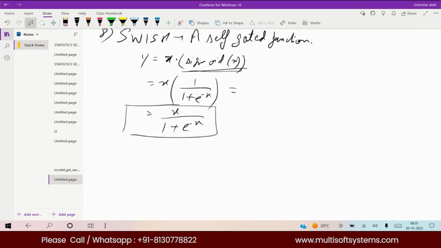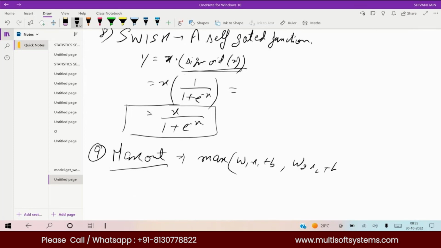Now, the last one is Maxout. It is basically the maximum of w1 x1 plus b, comma, w2 x2 plus b, comma, w3 and so on. However many inputs there are, that many terms. Whatever the maximum value is, that will come out in the Maxout.